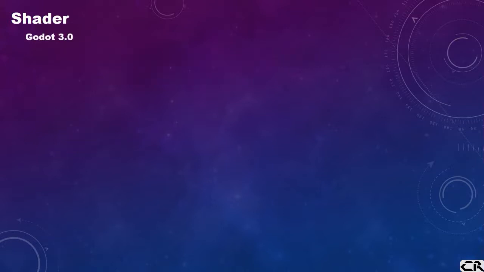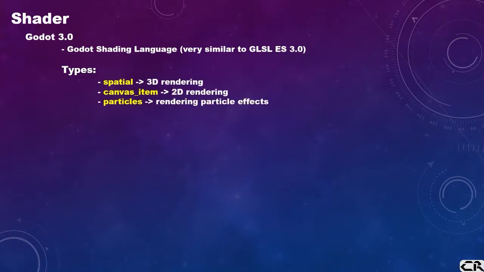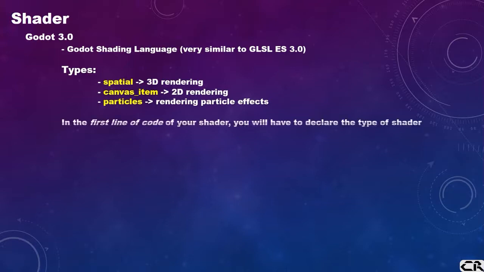In Godot 3.0, shaders are run in a language very similar to GLSL ES 3.0. This language is known as Godot Shading Language. If you are familiar with C, you will find the syntax very similar. Shaders in Godot come in three types: Spatial for 3D rendering, Canvas Item for 2D, and Particles for rendering particle effects. The first line of your shader must declare which of these types you are writing.